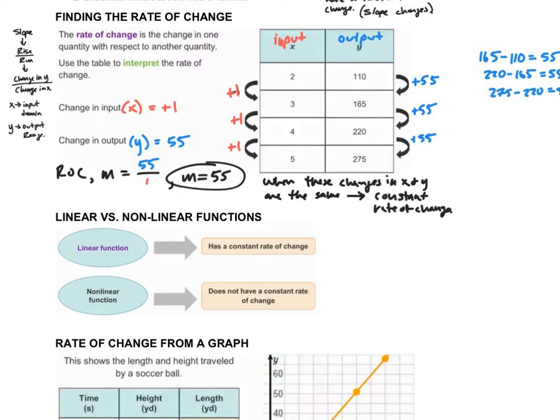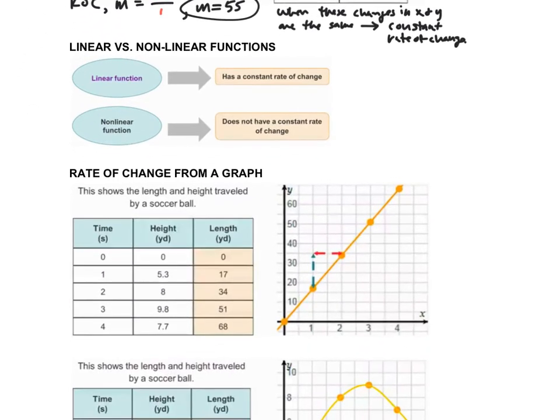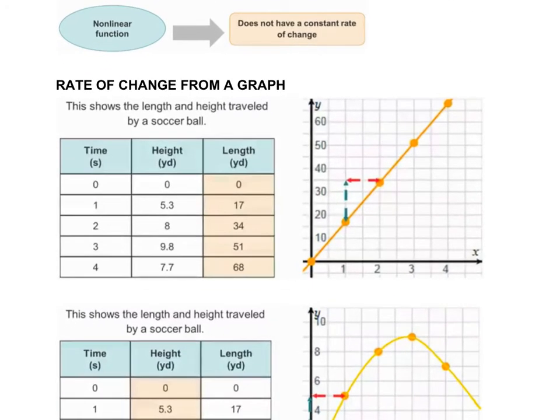So let's take a look at what's going on in this example here. Okay, so we can also look at rate of change from a graph, all right? And this scenario here shows the length and height traveled by a soccer ball, okay? In this graph, we're talking about the length that is traveled by the soccer ball, and then we're talking about time in seconds, okay?